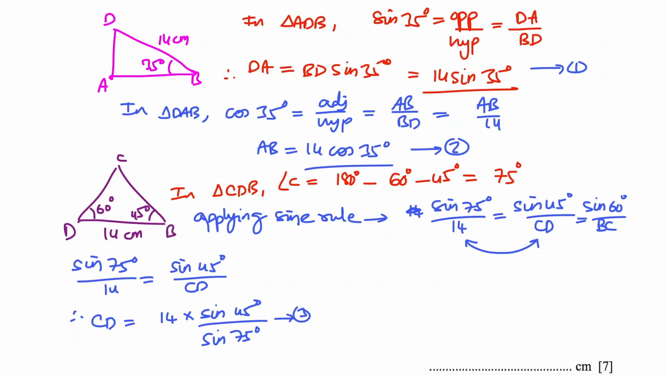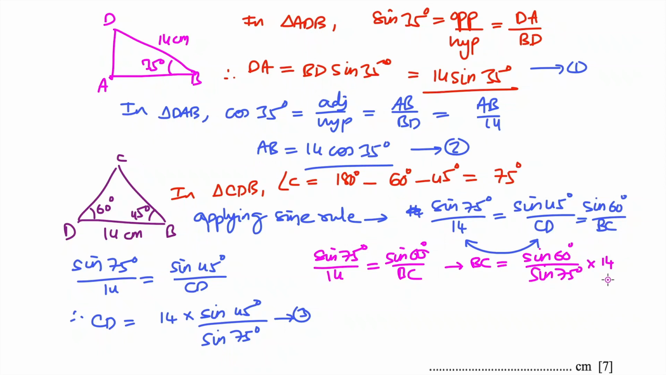Now similarly, if I take the fourth one, which is sine 75 degrees divided by 14 is equal to sine 60 degrees divided by BC, from here I can write BC is equal to sine 60 degrees divided by sine 75 degrees into 14. This is 4. Now I have 4 values, 1, 2, 3 and 4.